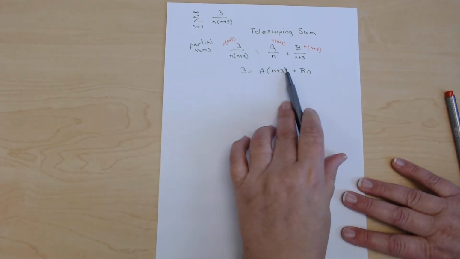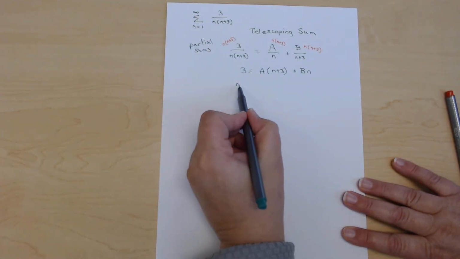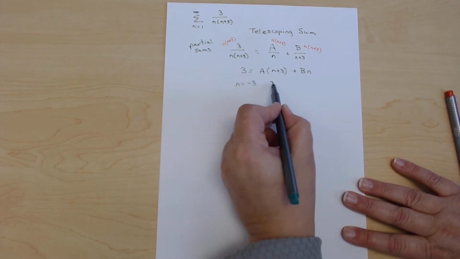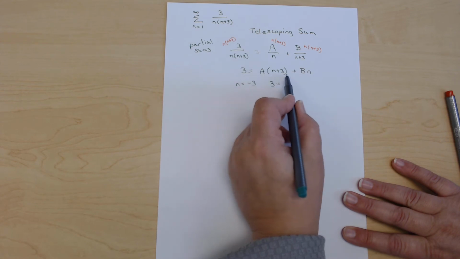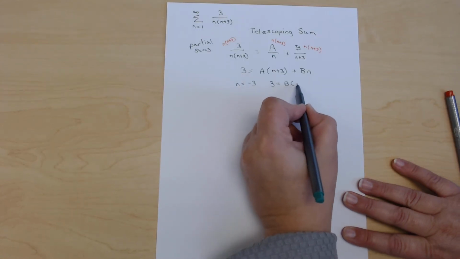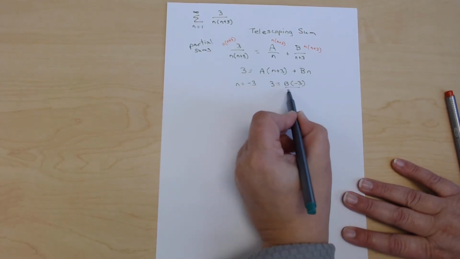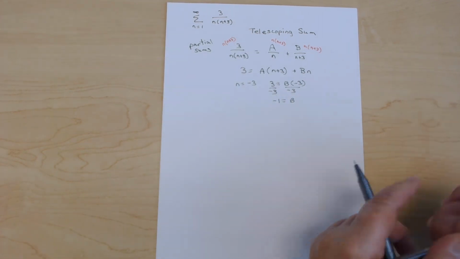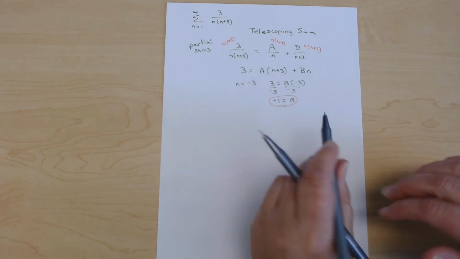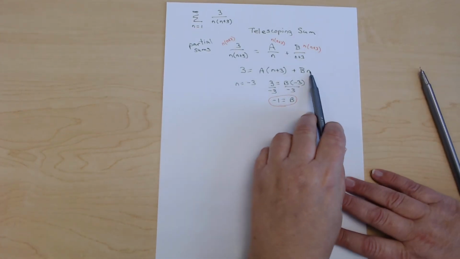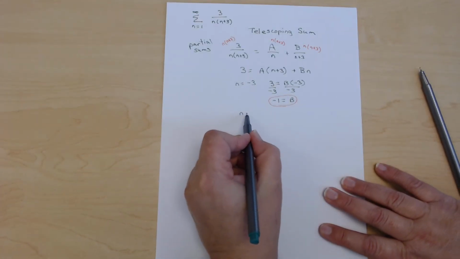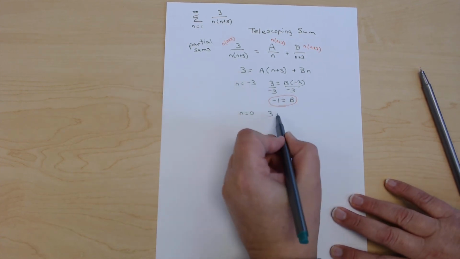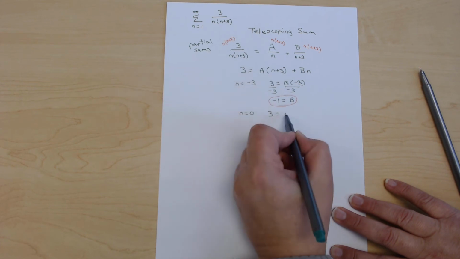Okay, so what's going to make this 0? So this drops out. We're going to let n equal negative 3. So we've got 3 equals, this guy goes away, so we've got b times negative 3. Divide by negative 3, and negative 1 is b. They keep them pretty simple for us, just so that we get the idea down. Here, what's going to make this 0 is 0, right? So we're going to plug in a 0. So we've got 3 equals, we plug in a 0, here we've got a.